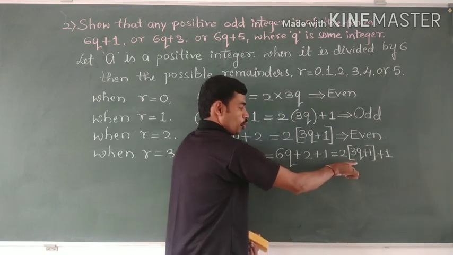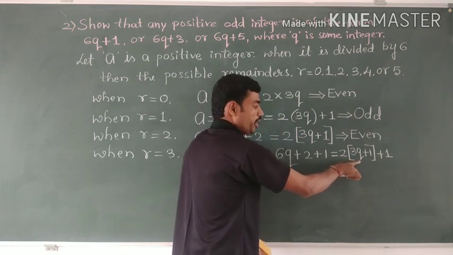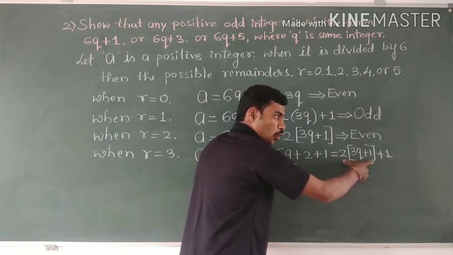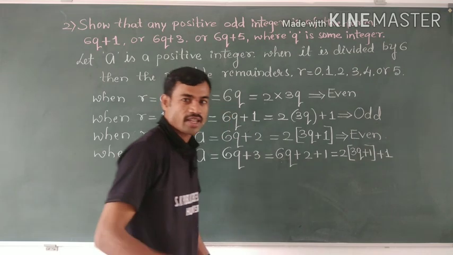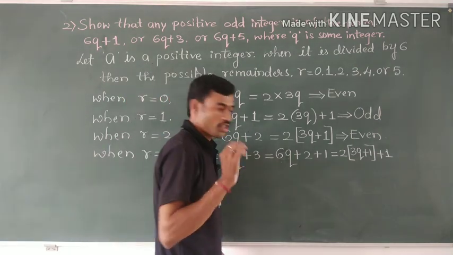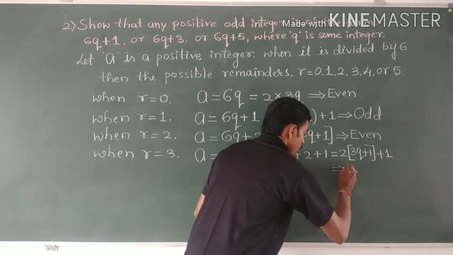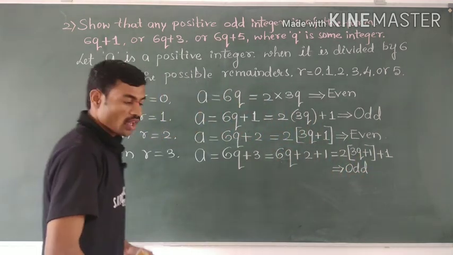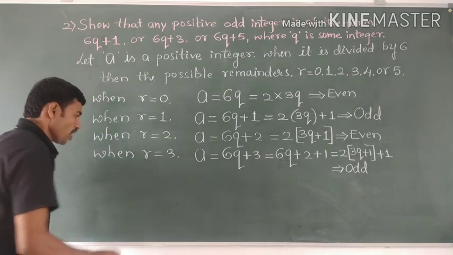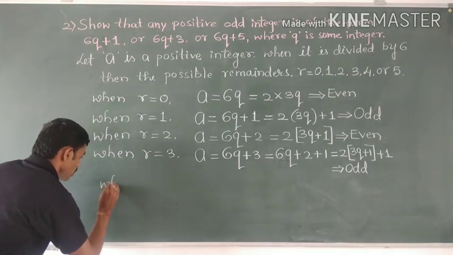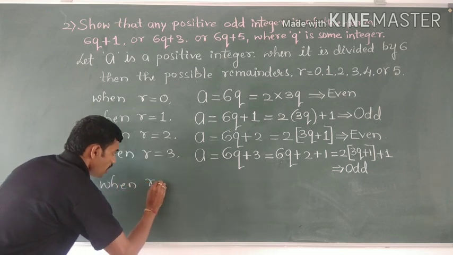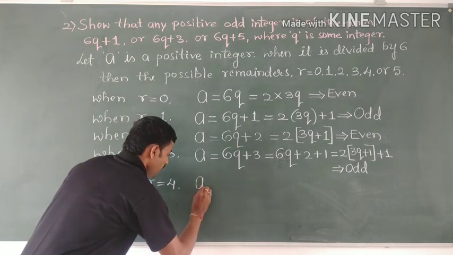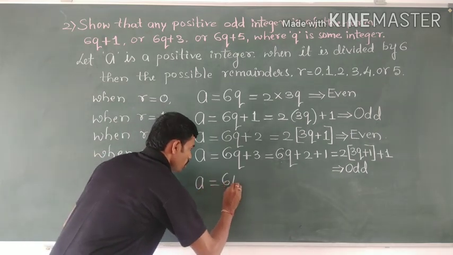This is 2q. That is 2 into 3q plus 1 plus 1. It means here it is a multiple of 2 plus 1. Then we can say it is an odd positive integer. So this is an odd positive integer when r is equal to 3. Next one, when r is equal to 4, a can be written as 6q.